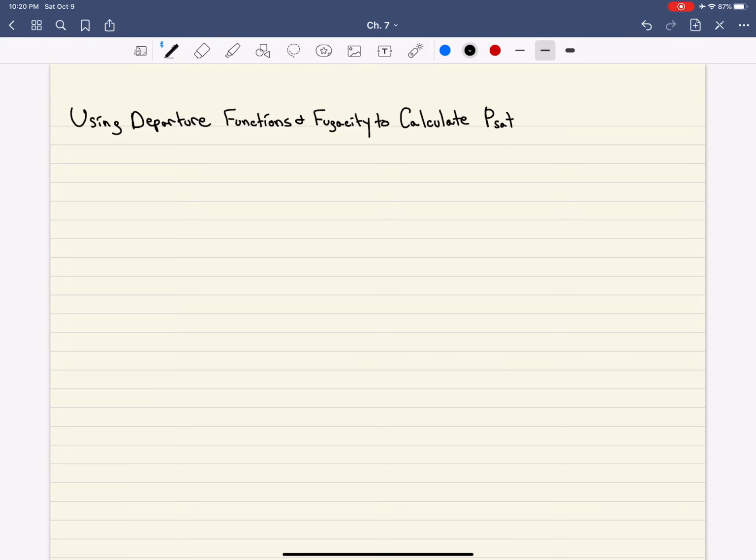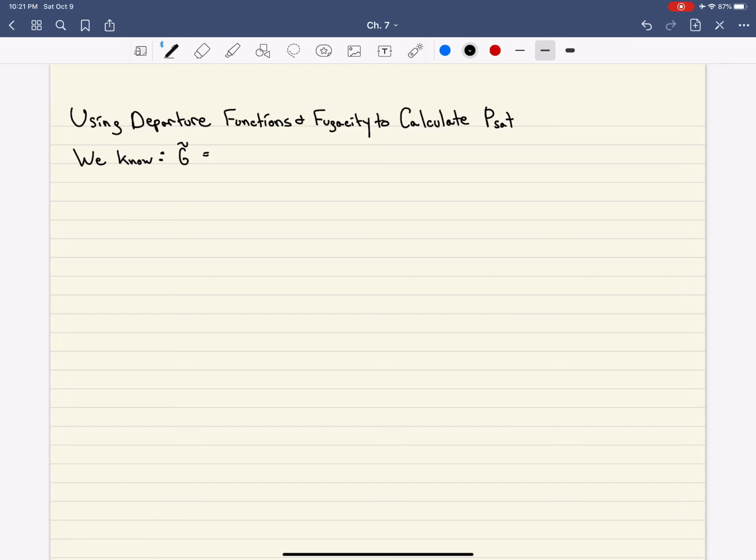So far, we've looked at how you could identify PSAT by just directly plugging in your equations of state. For this final video for Chapter 7, I want to show you another approach which involves using departure functions. If you remember from Chapter 6, with the departure function approach, we could describe an intensive variable. So in our case, we want to describe Gibbs energy.